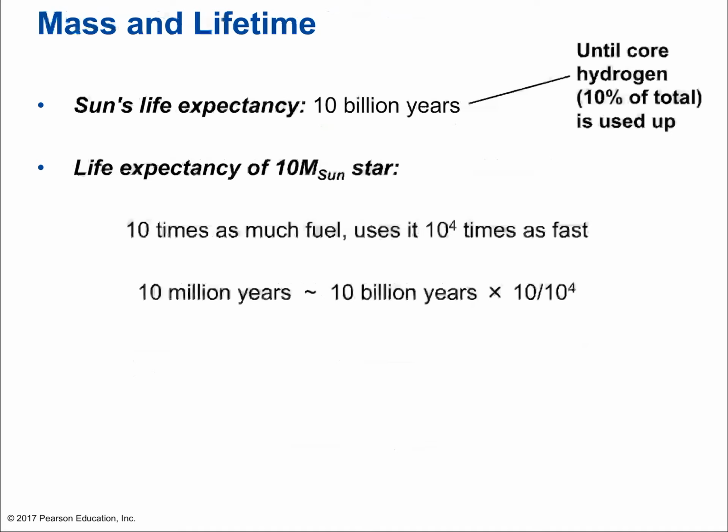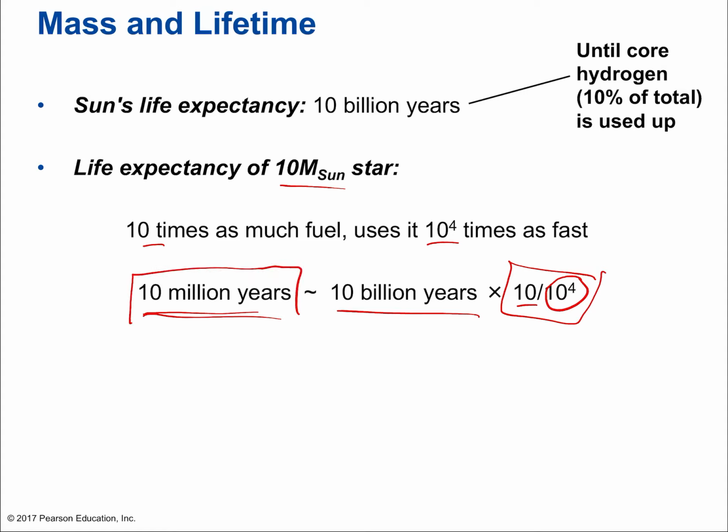Now, what about stars that are 10 times as massive as the sun? Well, they use the hydrogen 10,000 times faster. So that means that they have lifespans of only 10 million years. Because it's our lifespan times 10, because they have 10 times as much fuel, but since they use it 10,000 times faster, these two numbers don't balance out, which means their lifespan is dramatically reduced. So a star that's just 10 times as massive as our star has a really short lifespan.